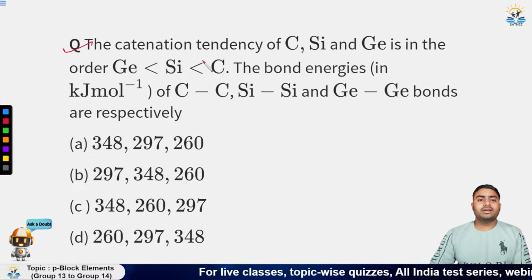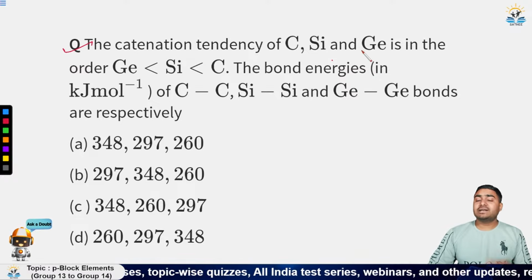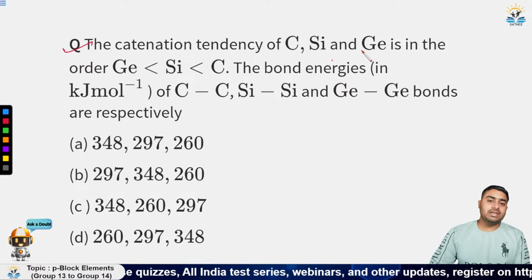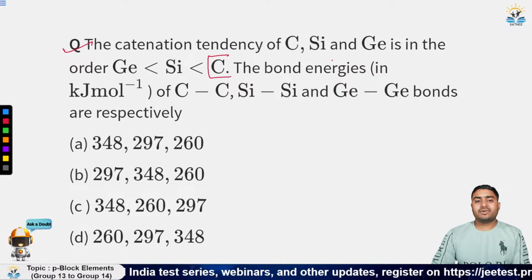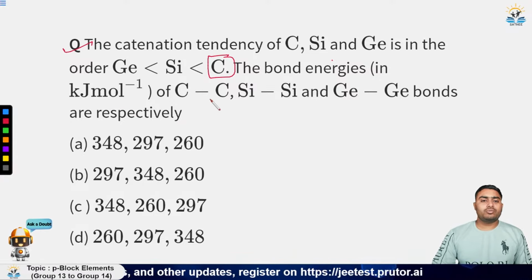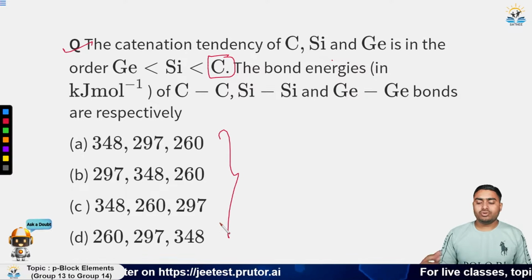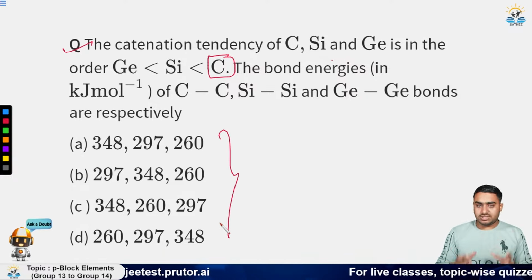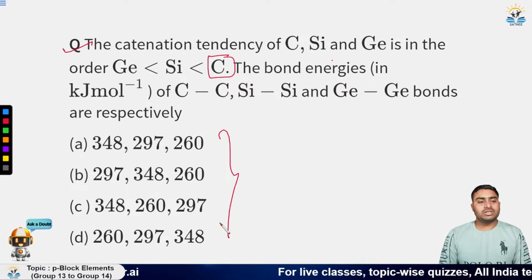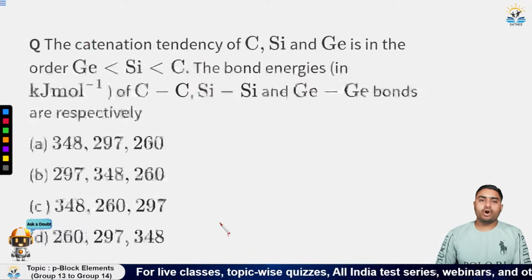Next, complete the catenation tendency of carbon, silicon, and germanium. The order is germanium, silicon, carbon, meaning carbon has more catenating power, right? The bond energies in kilojoules per mole of carbon, silicon, and germanium bonds are respectively what? So you have to use your concepts and do these questions. These questions are in your homework.